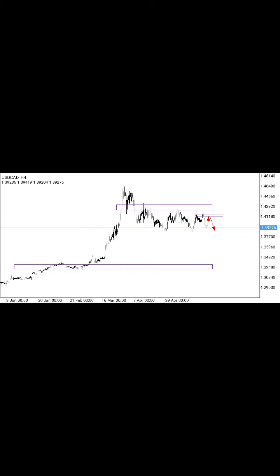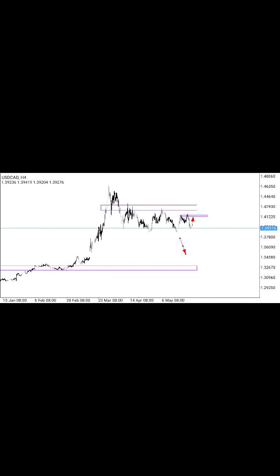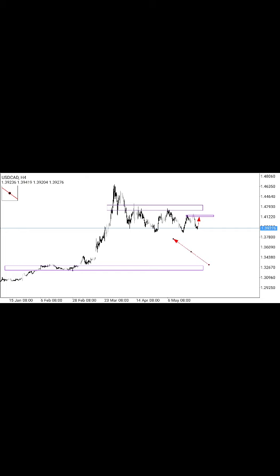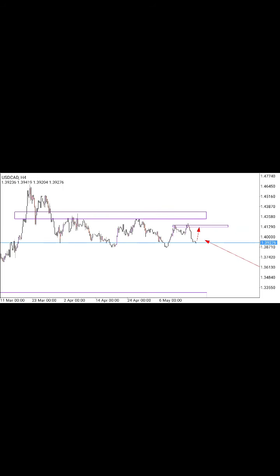If you look at the overall structure of H4 right now, it's actually quite sideways. You can see that from here onwards, it's sideways. But who has the upper hand? If you look at this sideways, the upper hand comes to the sellers, not the buyers. Because why? Lower high, lower high, lower high, lower high, lower high, lower high, lower high, lower high. So I'm still expecting the market to go up here and then go down. So that's what I have for USDCAD, and that is my analysis done, completed for one pair.